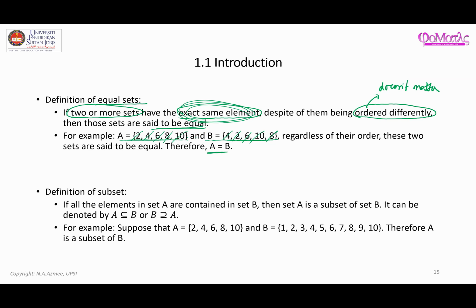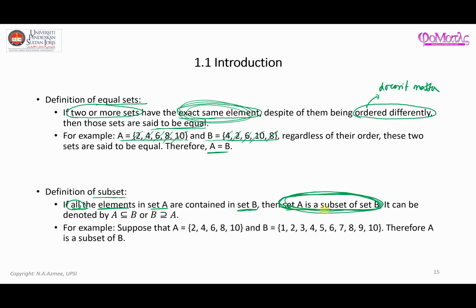Now let's move on to the definition of subset. So if all the elements in set A, so here is the keyword, all elements in set A are contained in set B, then we will say that set A is a subset of set B. So what's the keyword here again? The keyword here is all elements. So all the elements in A must be in B. If that is the case, we will say that set A is a subset of set B.